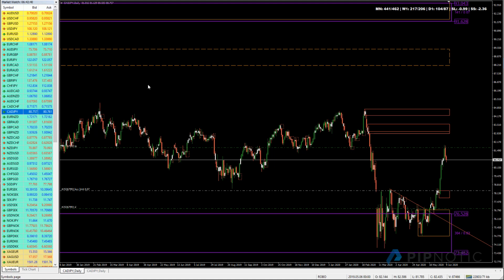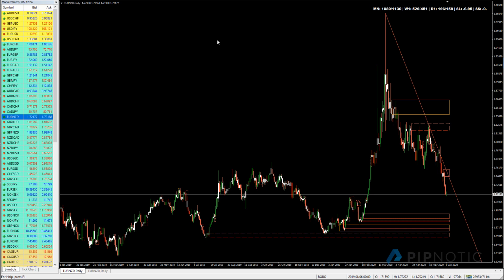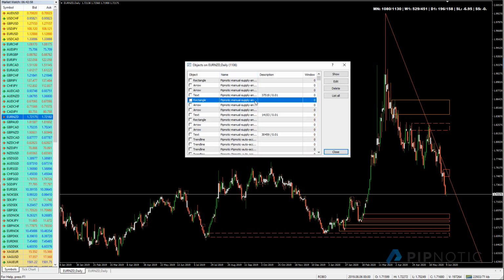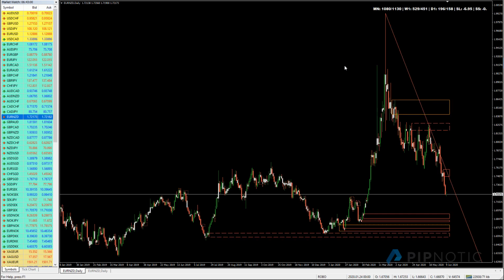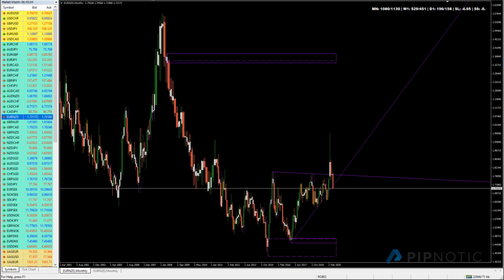Okay, let's have a look at the Euro Kiwi. I'm just going to remove these little objects, get rid of all these visual objects that I've drawn like so. Cool, so what's going on? Monthly chart first. What are we doing?